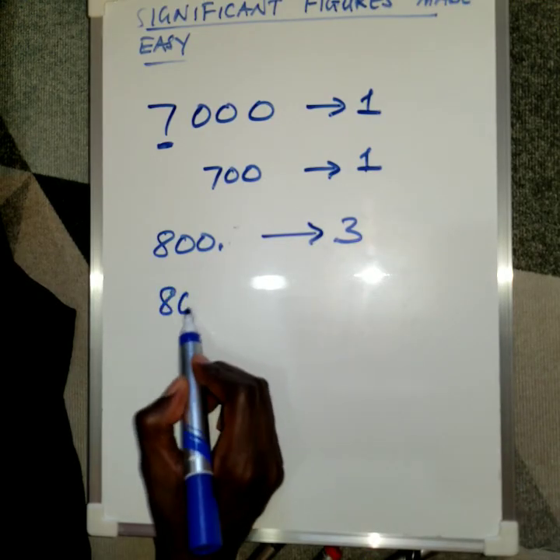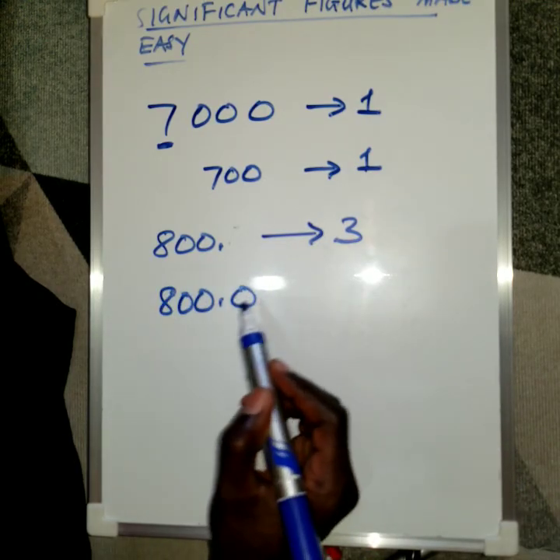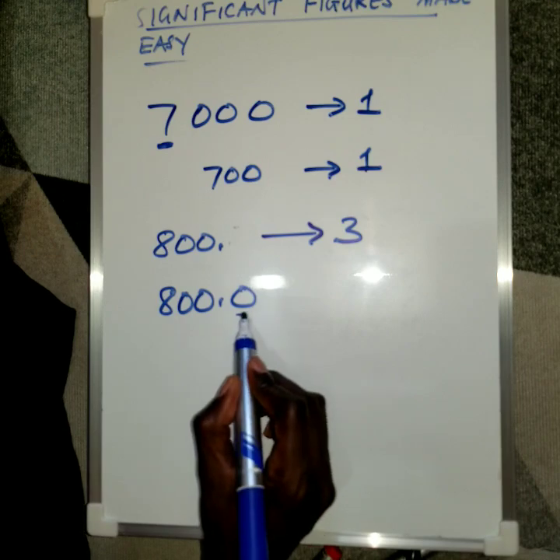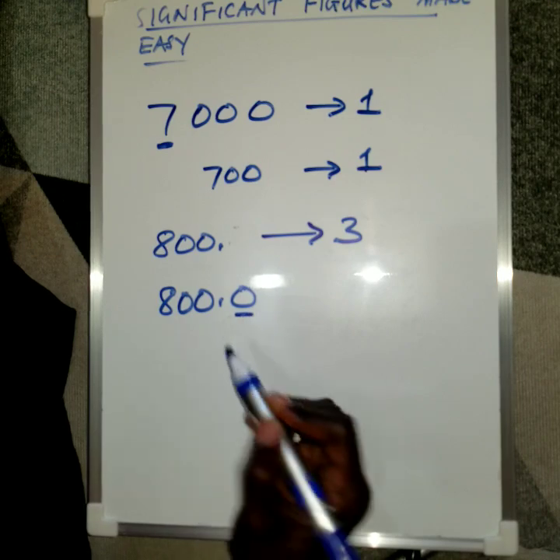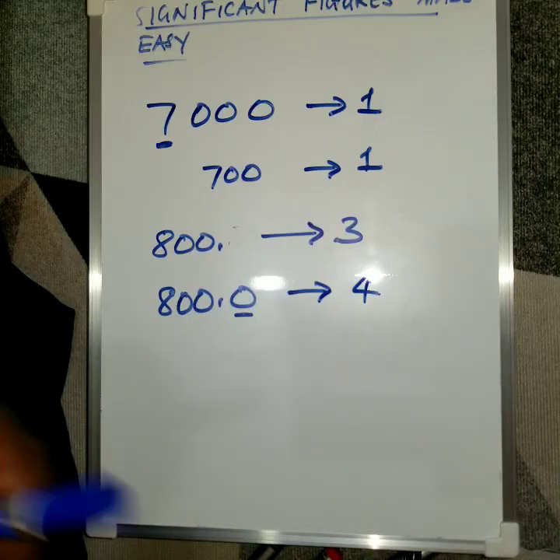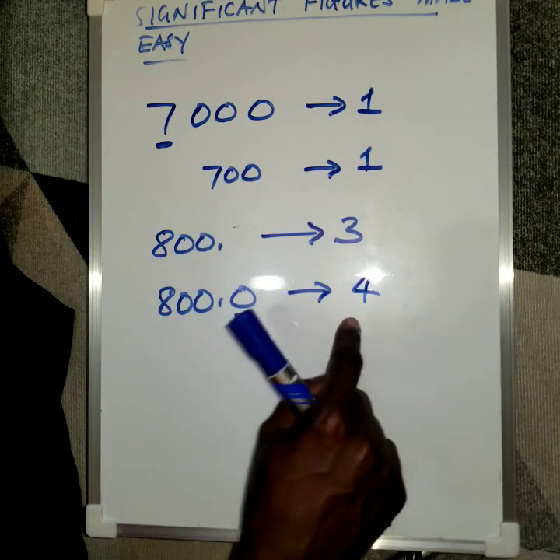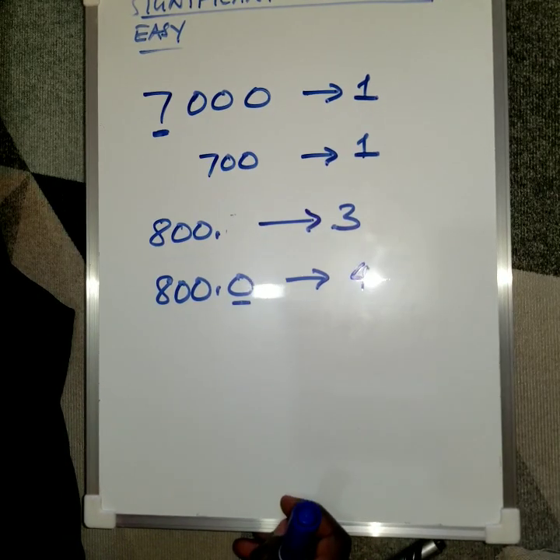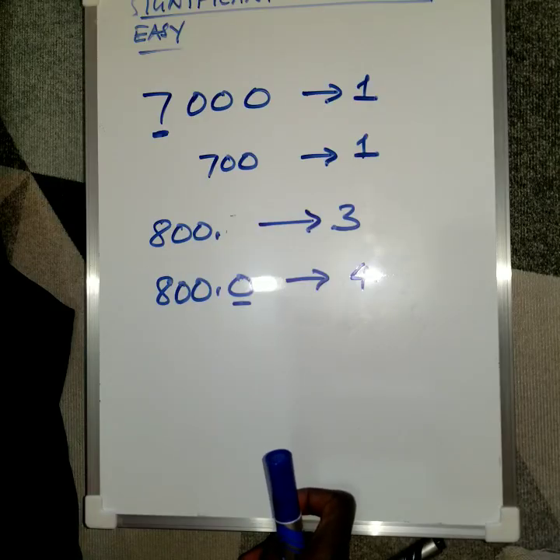Suppose it was 800.0. How many significant figures are there? It simply means even that 0 is now going to become significant. So it simply means that you have got 1, 2, 3, 4 significant figures. So that is what you need to remember.